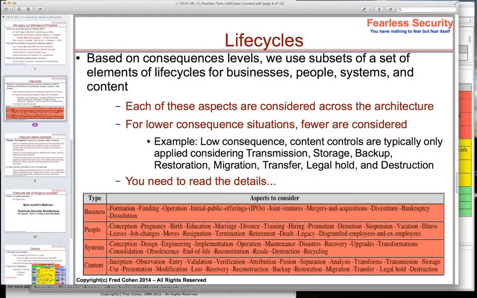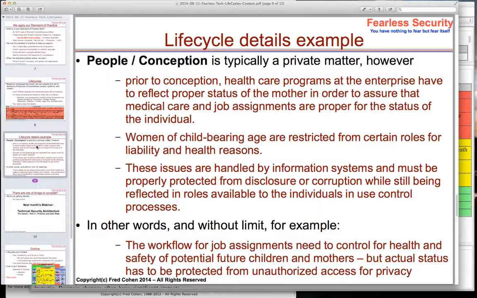So based on consequence levels, we use subsets of these elements of life cycles. Each aspect is considered across the entire architecture. So once you've decided to deal with this set of life cycle issues, everywhere you're going to deal with a system, you're going to have to cope with these aspects of that system, right? So, for example, low consequence content controls are typically only applied considering, and here we go, content. This is not low consequence here, but if it was low consequence, you only consider transmission, storage, backup, restoration, migration, transfer, legal hold, and destruction. And really, in order to get a full sense of this, you need to read the details. And as I said, you just go to the website and you can pick them up.